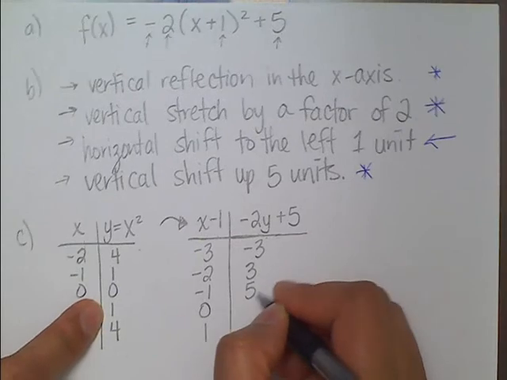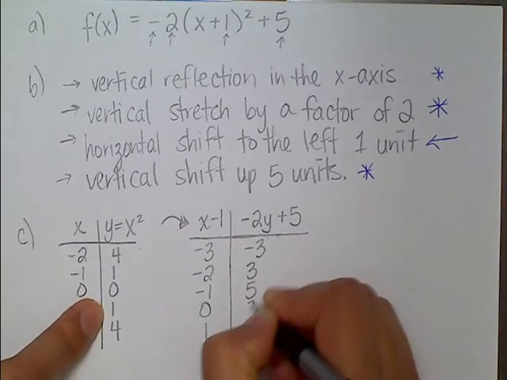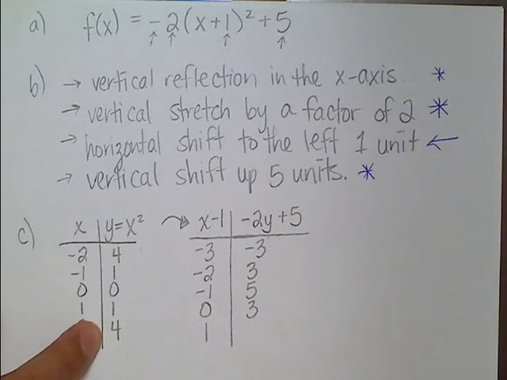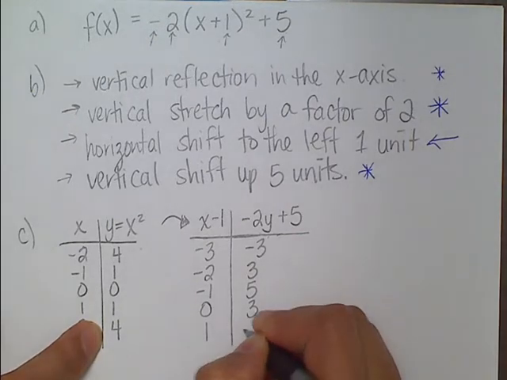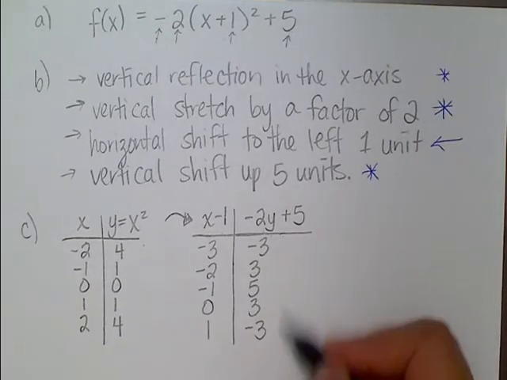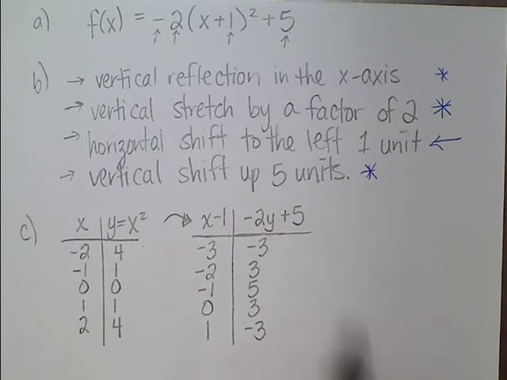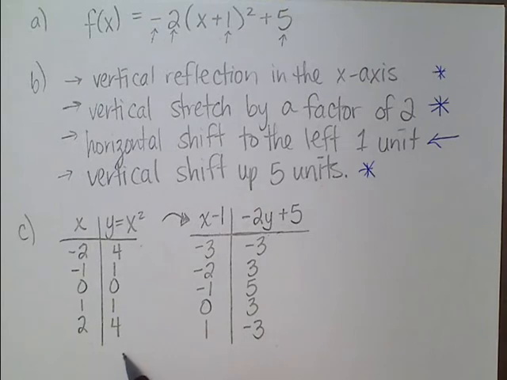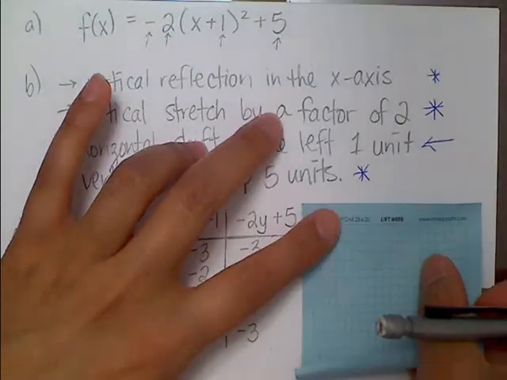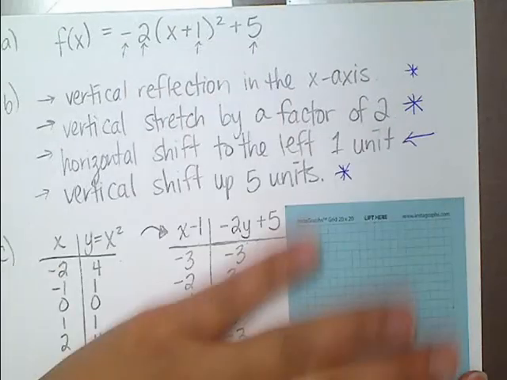And then the values here should repeat since it is a symmetrical parabola. Negative 2 times 1 is negative 2, plus 5 is 3. And negative 2 times 4 is negative 8, plus 5 is negative 3. Okay, so these are all the y coordinates that we are going to have based on the transformations that were applied to the original y equals x squared graph. Now I can graph this just to show you what it'll look like.